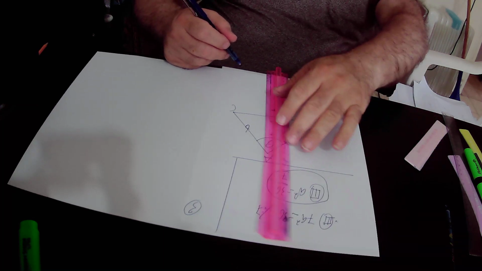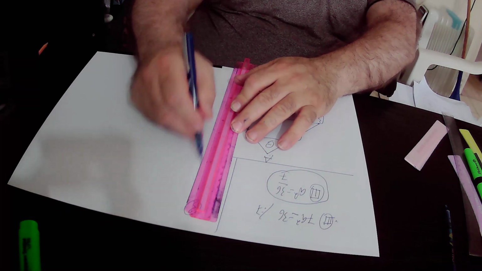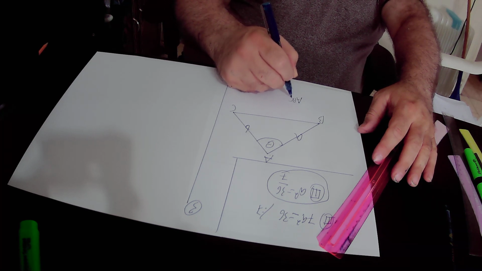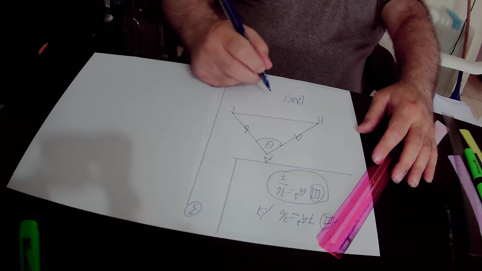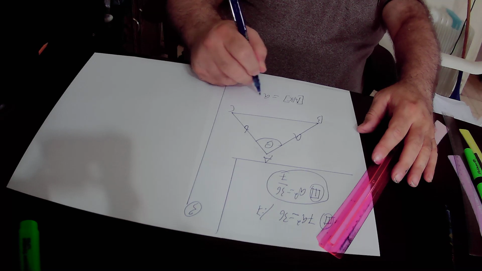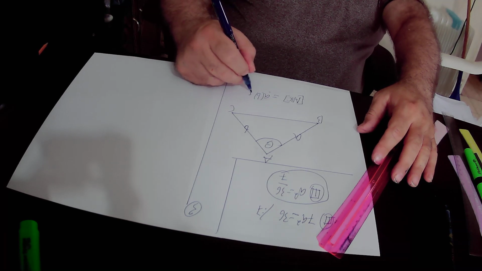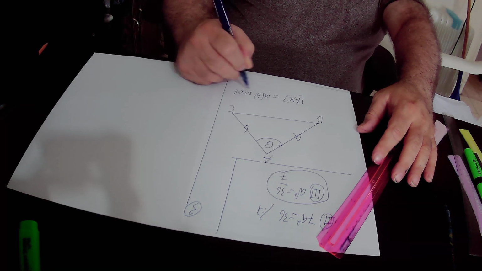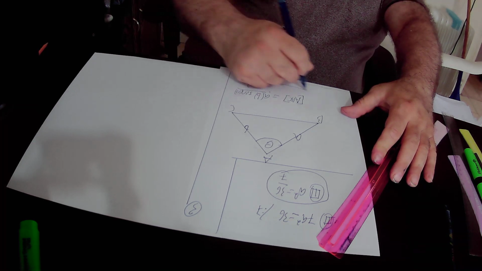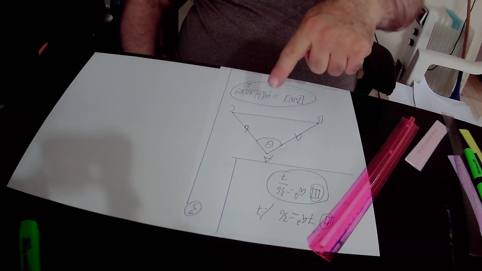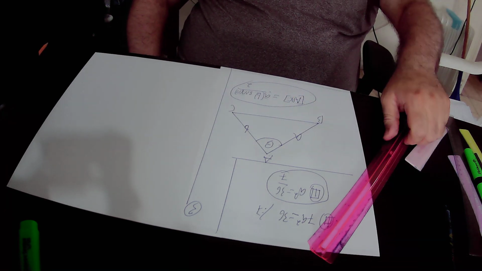Then according to the new formula, the area of this triangle, triangle ABC, will be equal to A times B times sine theta over 2. I repeat again. The area of this triangle, triangle ABC, is equal to A times B times sine theta over 2.